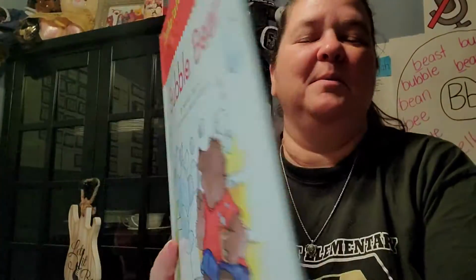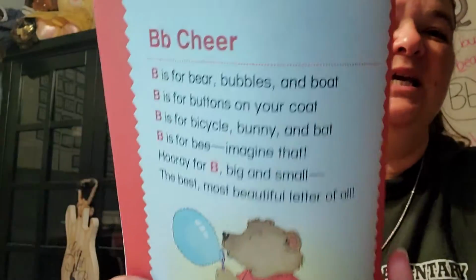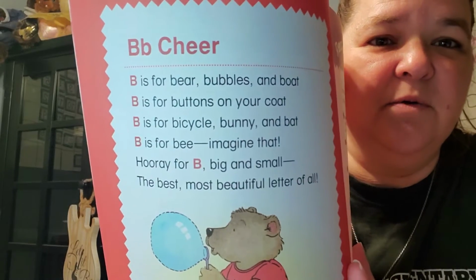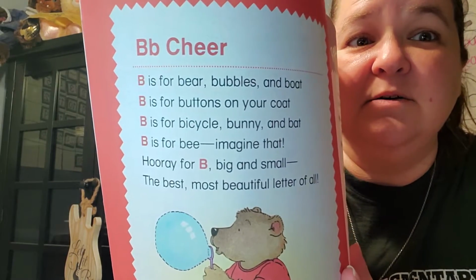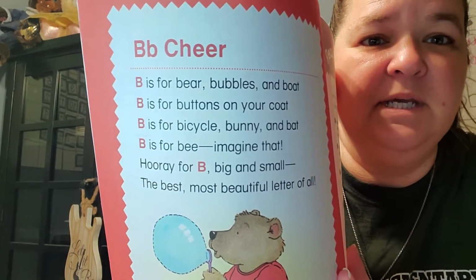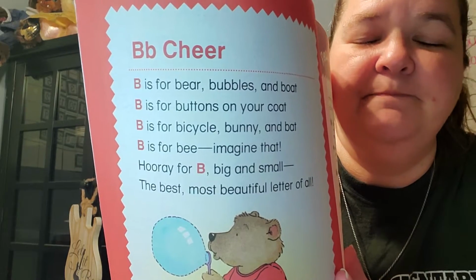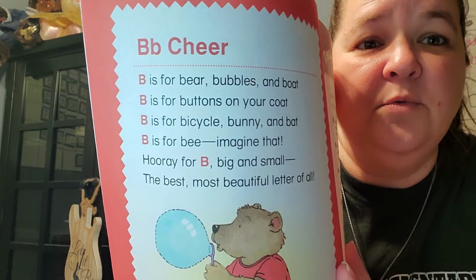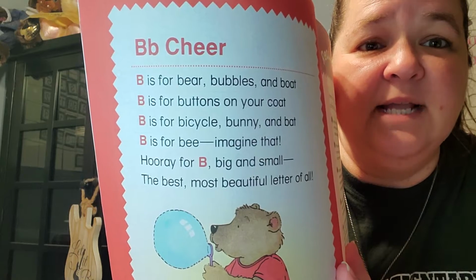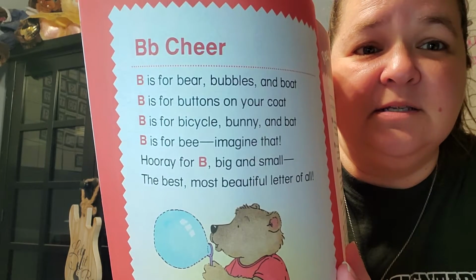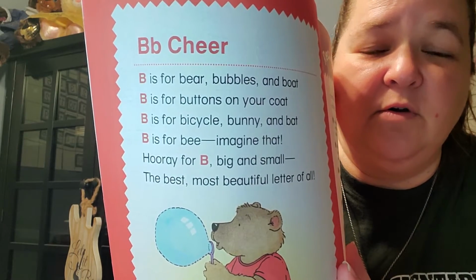B cheer. B is for bear, bubbles, and boat. B is for buttons on your coat. B is for bicycle, bunny, and bat. B is for bee. Imagine that. Hooray for B, big and small, the best, most beautiful letter of all.